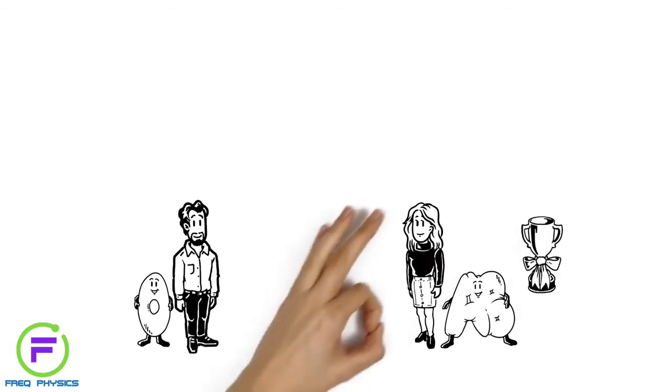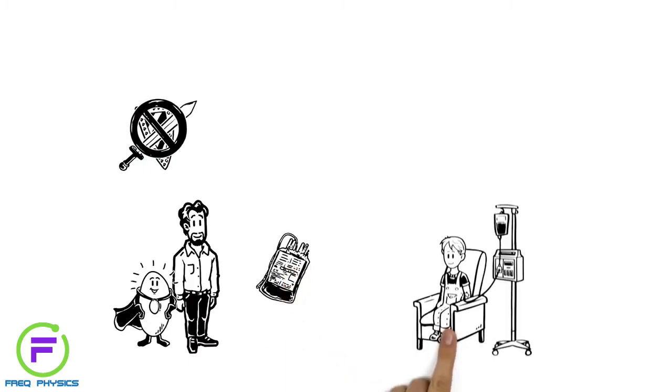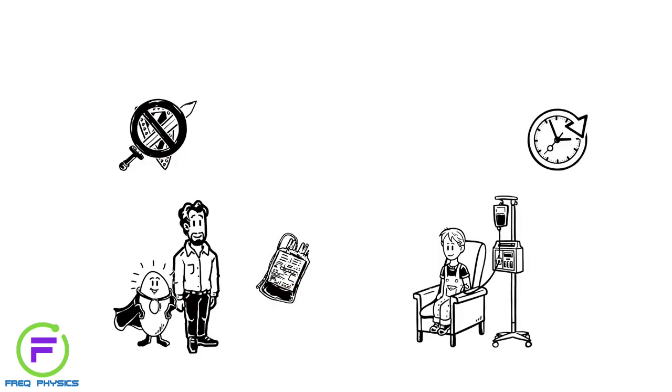But it does have another crucial advantage. It doesn't have any antigens. Felix's dad is a so-called universal donor and can be used for the transfusion. Now Felix will soon be feeling much better.